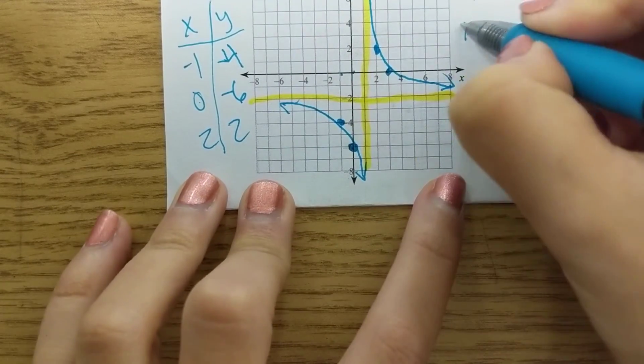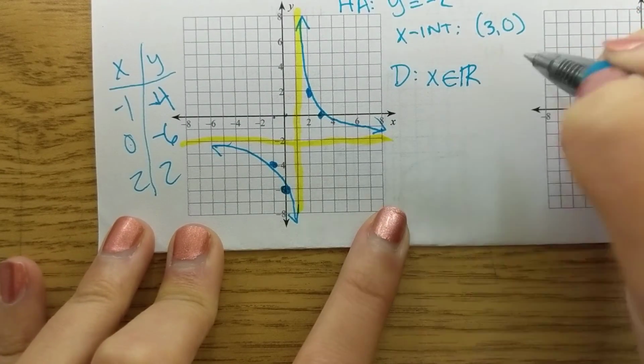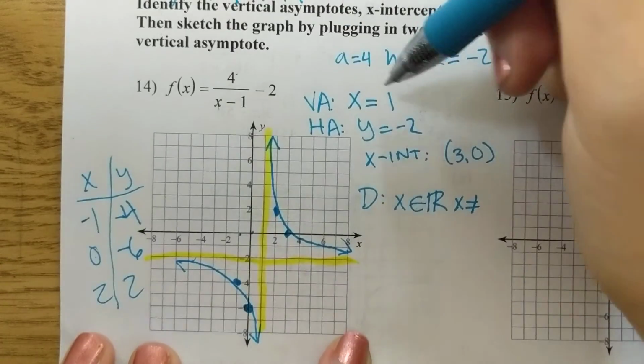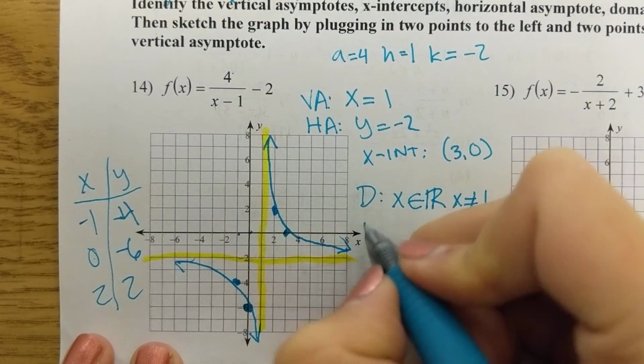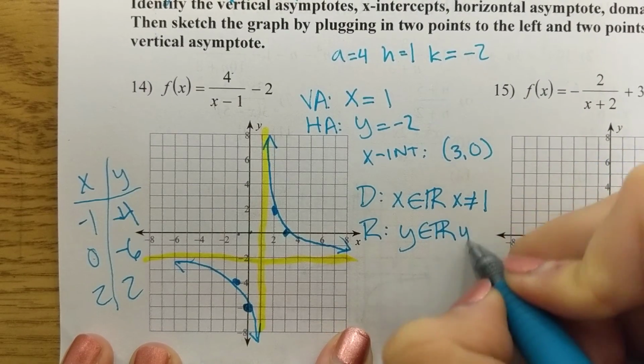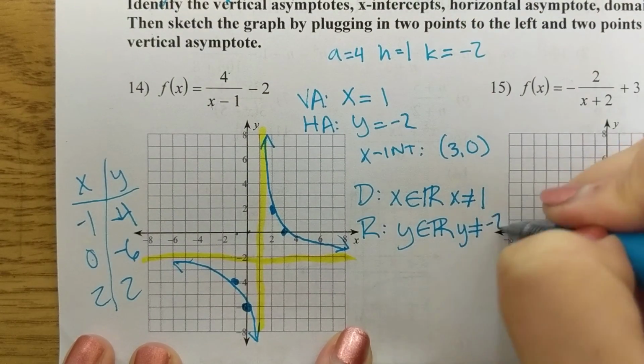All right, domain is all real numbers. X is an element of the set of all real numbers, but X cannot equal whatever my vertical asymptote is, which is 1. The range: Y is a member of the set of all real numbers, but Y cannot equal the horizontal asymptote, which is negative 2.